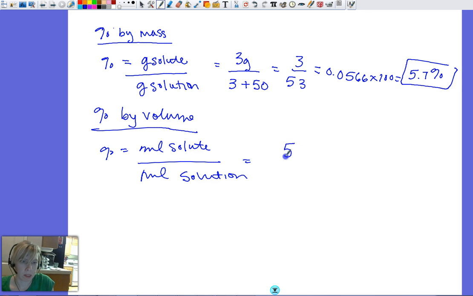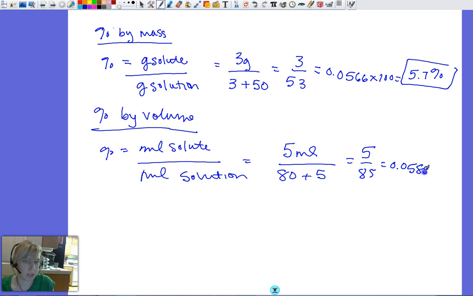So we get 5 milliliters divided by 80 plus 5. And my handy dandy calculator says 5 divided by 85 equals 0.0588 times 100. And that equals 5.9%.